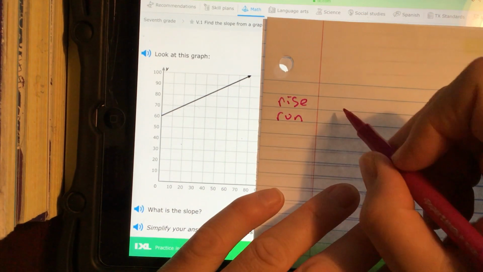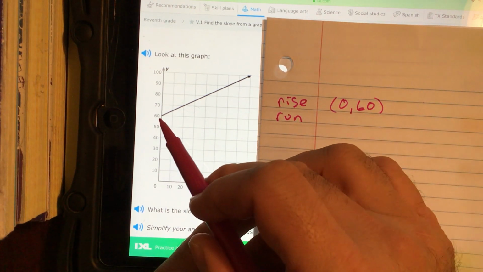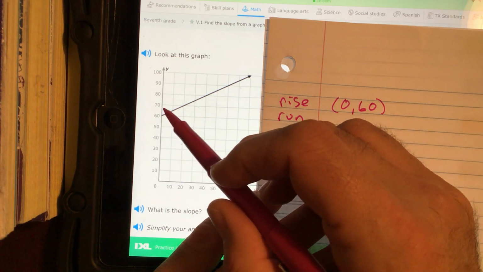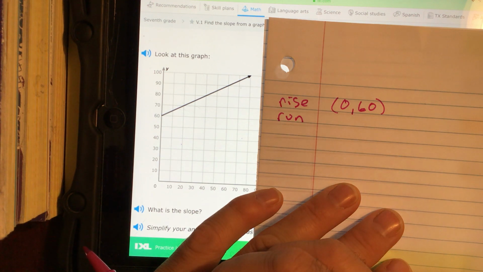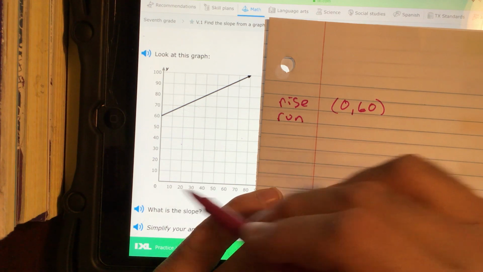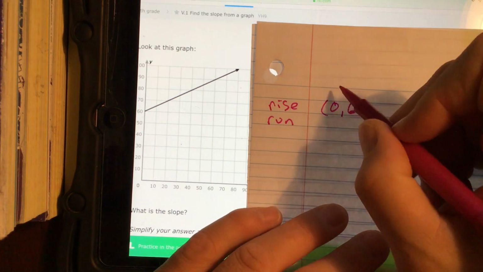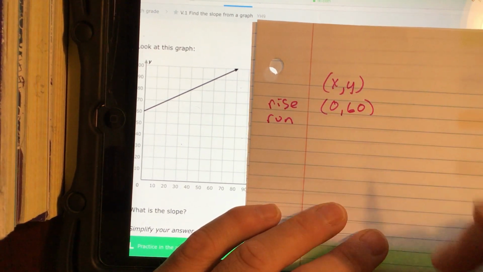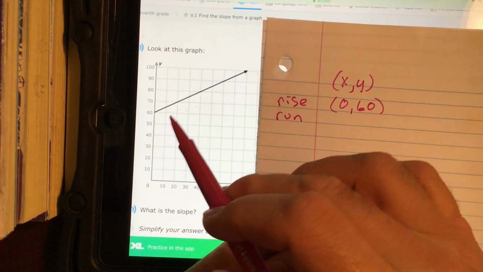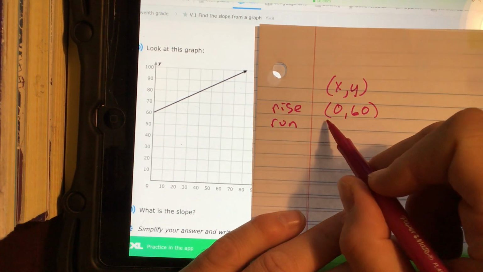So from my first point, I'm at 0, 60. That's my point right there. And then the next one is... No, it's going 20. The first point is the x line, because x comes first in the alphabet, x, y. Okay? There's that. And the next point I'm going to go to is 20, 70.